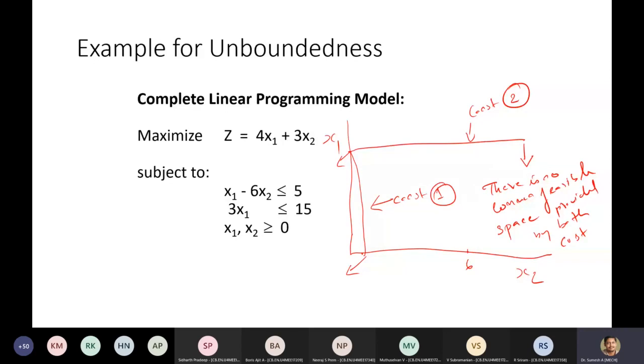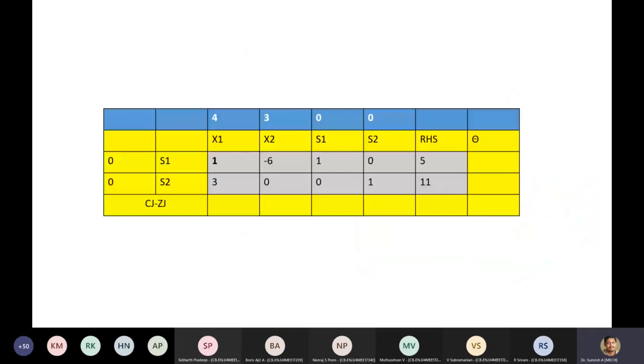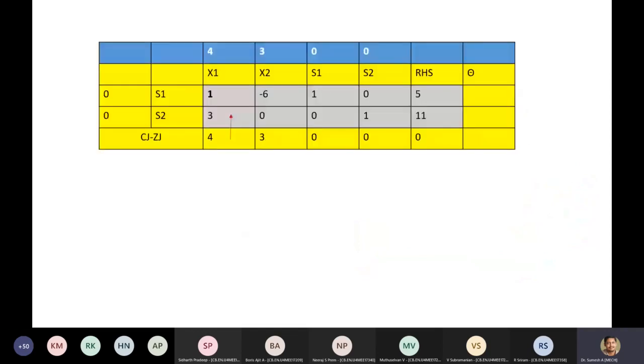If you solve the unboundness, first I got the key column and found the replacement ratio. Next, when I perform the iteration, S1 is now getting replaced by X1.